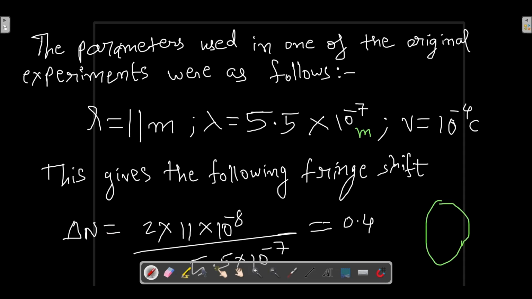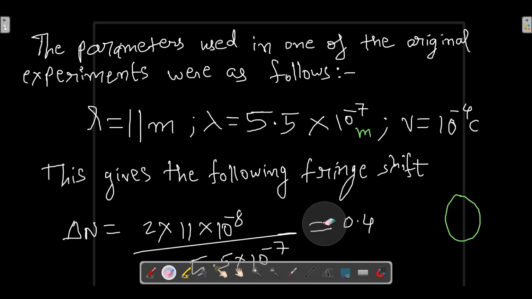Now, everyone said that maybe there was something wrong with the way in which the experiment was performed. Maybe something was lacking. But after all those discussions and after repeating the experiment so many times, delta n always came out to be equal to 0. No matter in which season you do the experiment, it never came out to be 0.4.